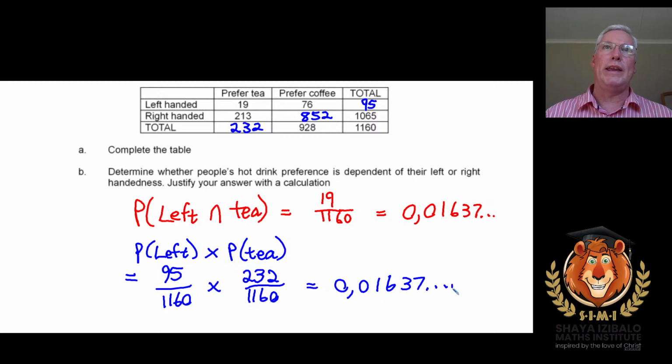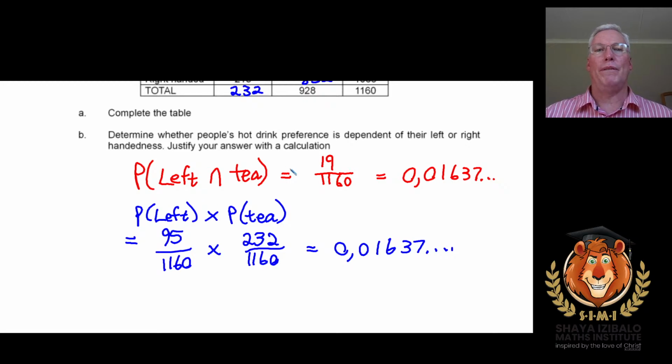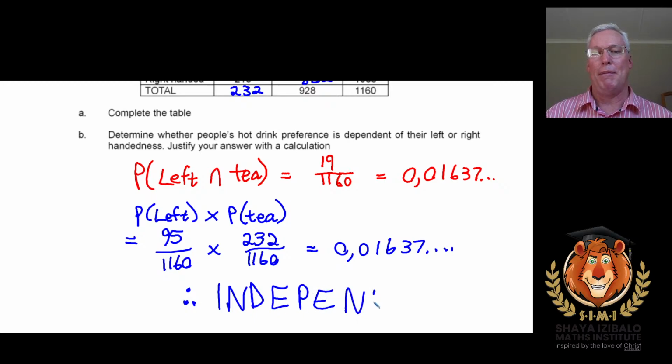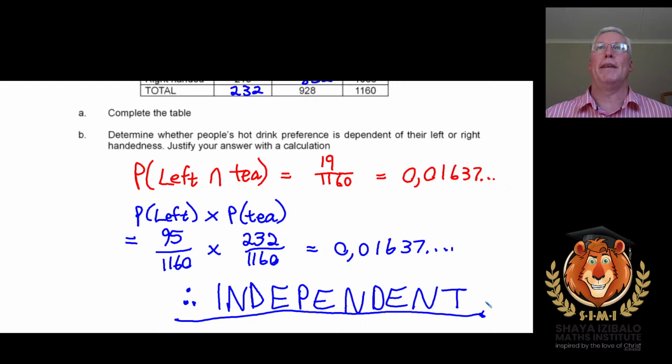And because these are equal, these things are independent. All right. So it's not dependent. What that means is it makes no difference whether you're left-handed or right-handed as to whether you're going to prefer tea or coffee, which is probably what one might expect. But remember that you're not guided by your opinion on this. You're guided by the data and by the numbers.